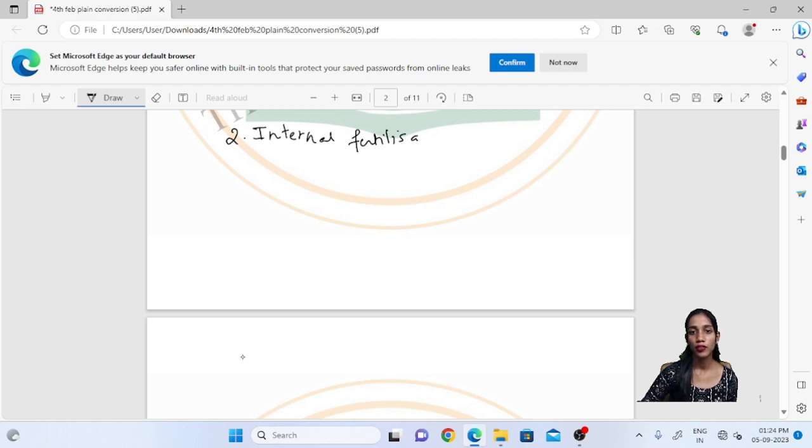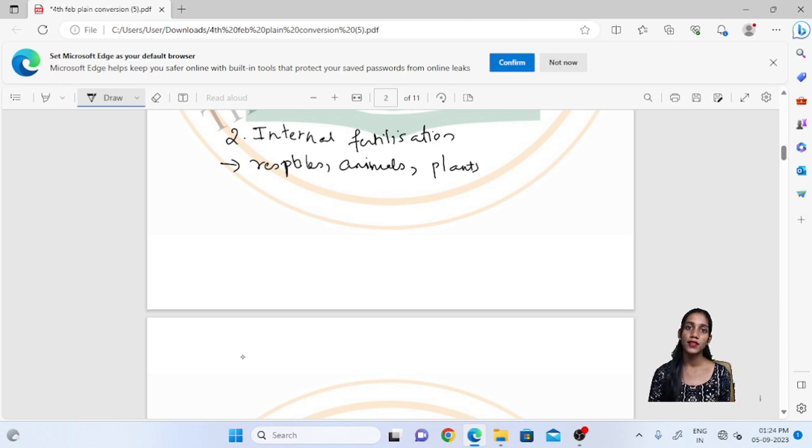Okay, this type of fertilization is the most common, which is found in the majority of the higher animals such as the reptiles, then the mammals, and also in plants. In plants it is the pteridophytes, gymnosperms, angiosperms. So what happens in this is that the fertilization occurs inside the body of the organism.